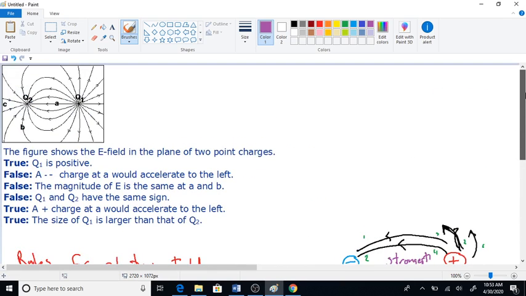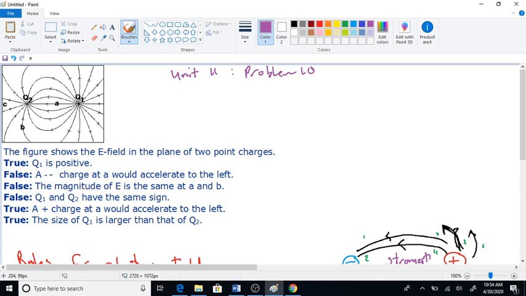All right, so let's answer number 10 now. Okay, I already have actually, so this is unit 11, problem 10. Here are the answers, but we'll go over them. Let's look at our diagram. Q1 is positive.